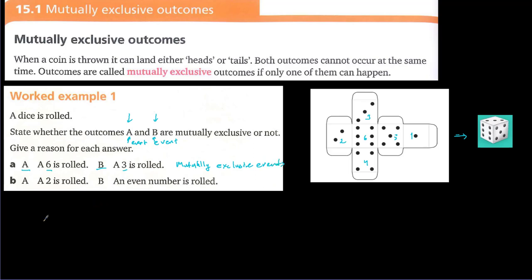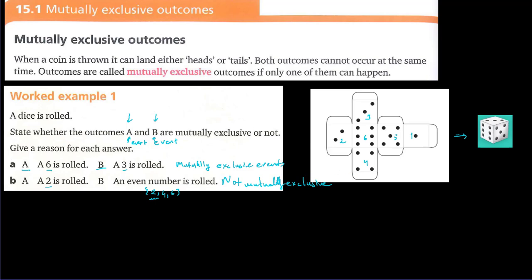But the second one is not. Let me explain why. When you roll the die, it shows 2, and when you roll the die, it shows an even number. So it means that it shows 2, 4, and 6. It means that these two are intersecting. This can happen together, where the number can be 2 and the number can be even also. So this is not a mutually exclusive event.